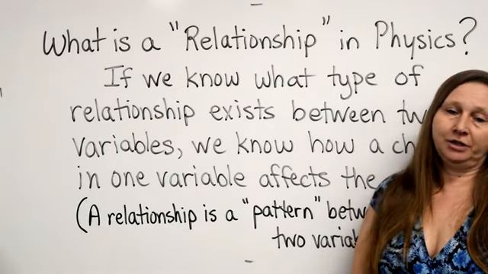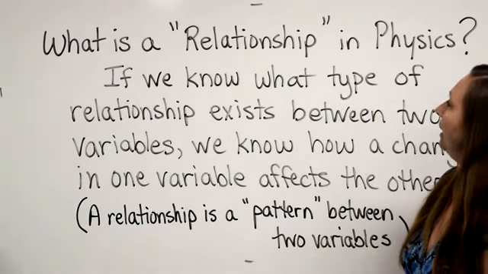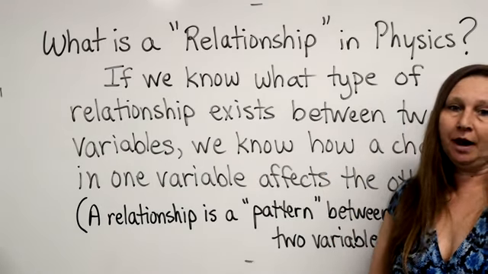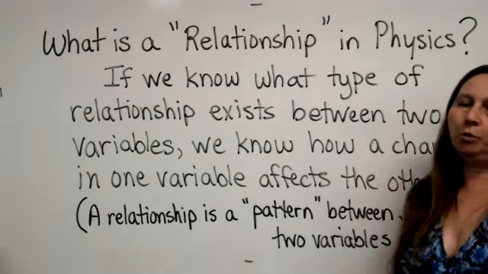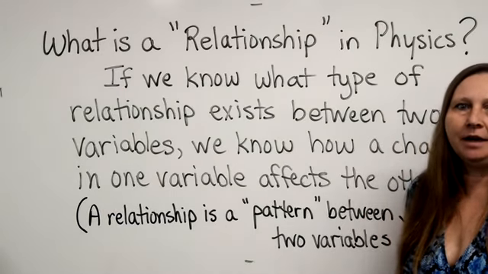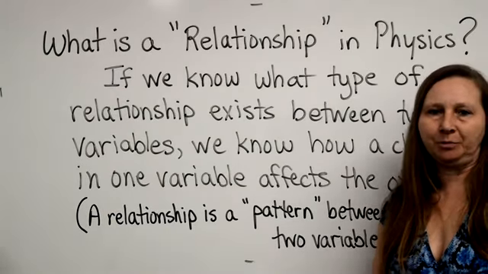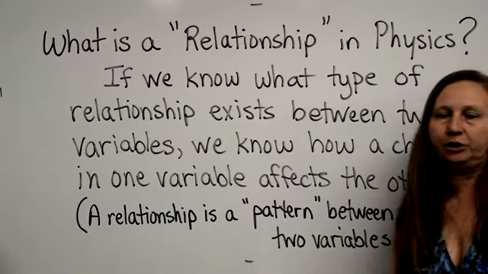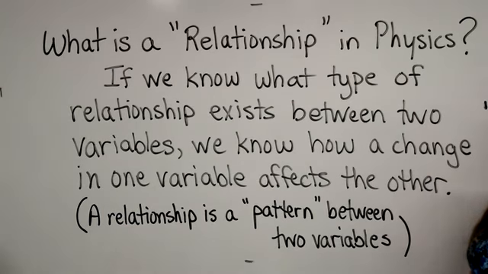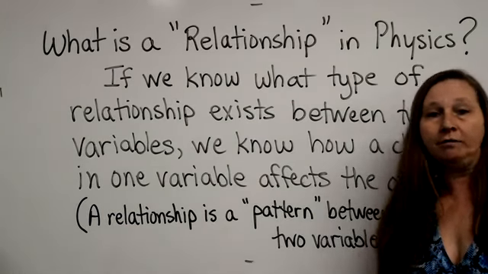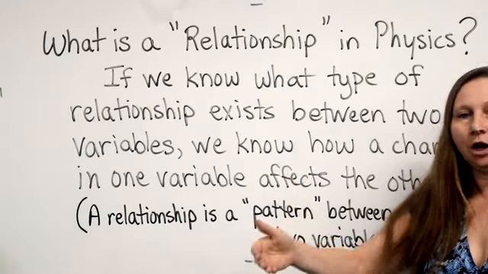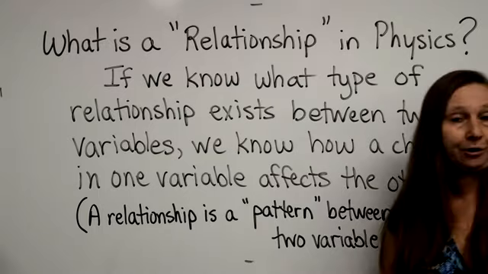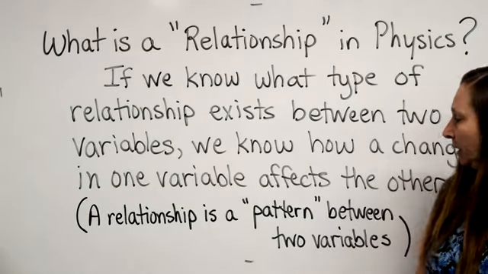So one of the questions that you might be asked in physics is, what kind of relationship exists between two variables? Well, the first thing we want to talk about is, well, what is a relationship? What do we mean by what relationship exists between two variables? Well, if we know what type of relationship exists between two variables, we know how a change in one variable is going to affect the other variable. So in other words, a relationship is like a pattern between two variables.